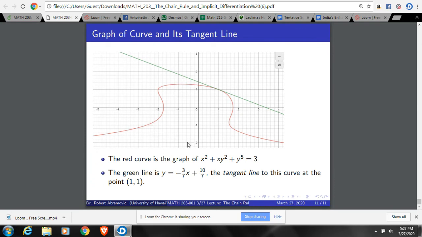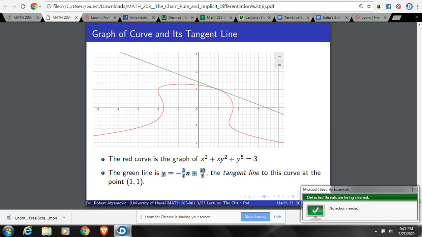And here's a graph of what's going on. Here's our curve. The red curve is just the curve that was given to us, x squared plus xy squared plus y to the fifth is 3. And the green line is the tangent line to this curve at the point (1, 1).